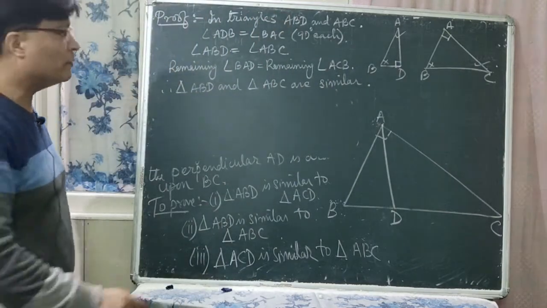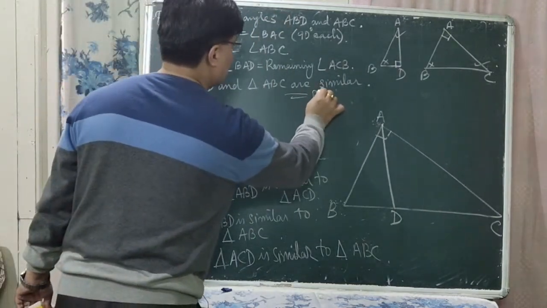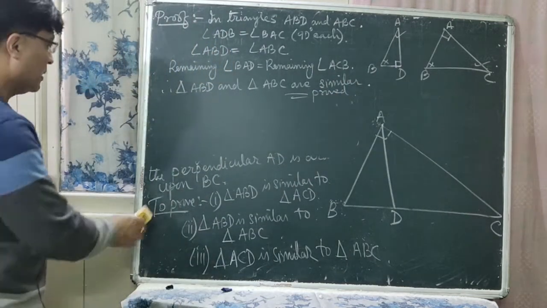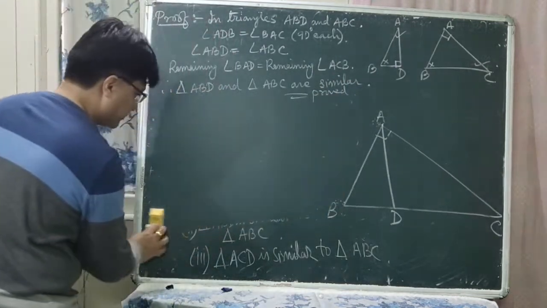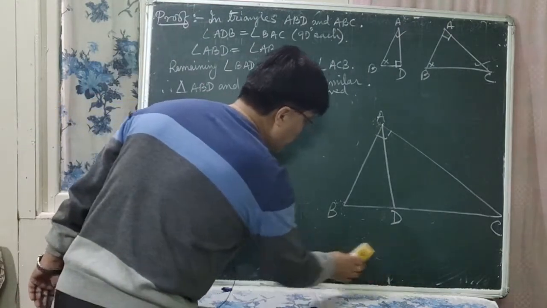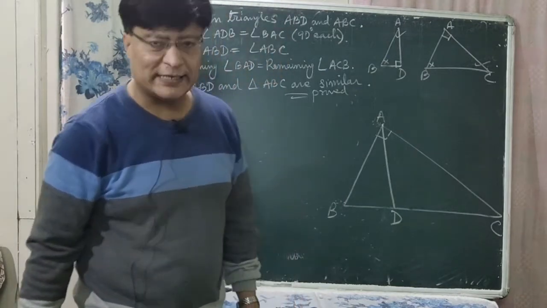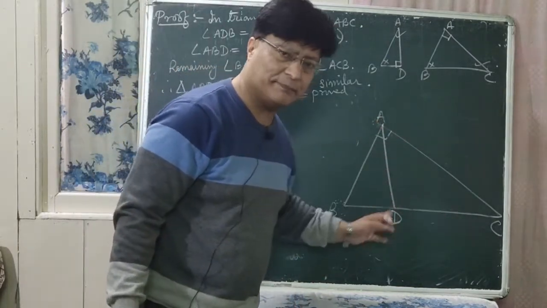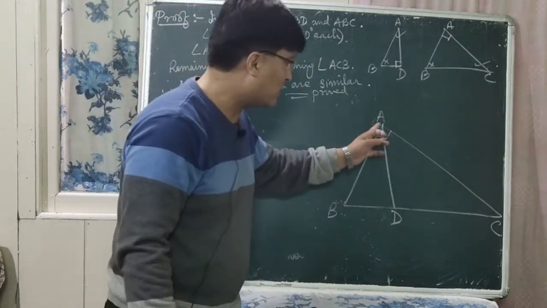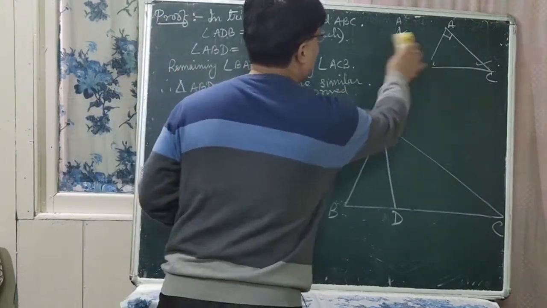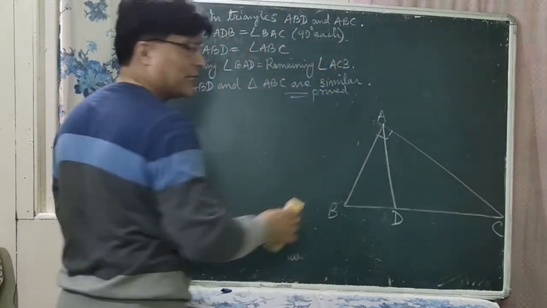So is that clear to all of you? So we have proved this part, right? So next we will prove that this triangle on the right hand side of AD, that is triangle ACD, is similar to whole triangle ABC. Okay, now again similarly we'll draw it here so that you can understand it.